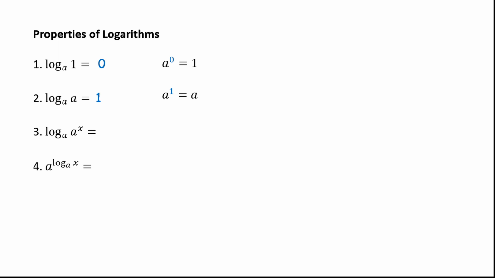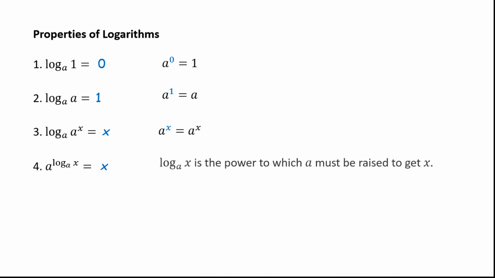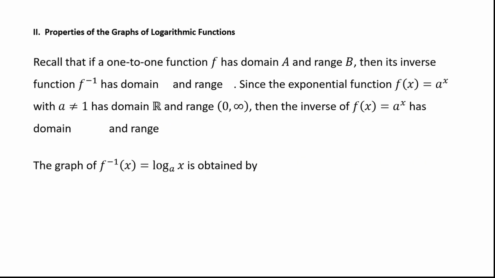Property 3. Log to the base a of a to the x equals x. The equivalent property would be a to the x equals a to the x. And 4. A to the power of log to the base a of x equals x. This is because log base a of x is the power to which a must be raised in order to get x.